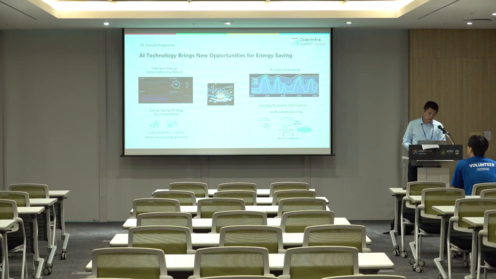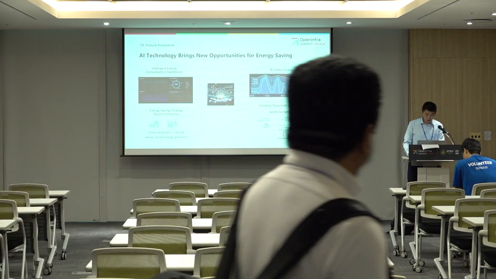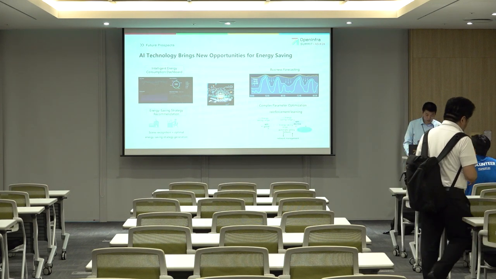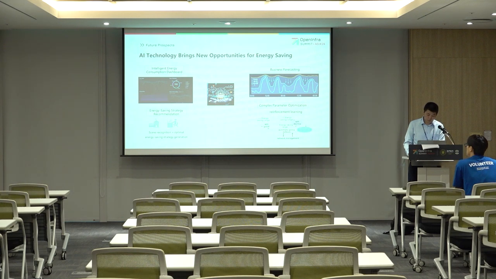Another one is based on AI technology. We will use AI to learn and to recommend some energy saving strategies, and also use AI to provide business forecasts, like which period the traffic will decrease, and then we can trigger the application level scaling down. And also AI can be used to learn and optimize parameters. We can collect platform information at each level and use AI to identify some parameters for optimization. I think this part still needs more exploration.